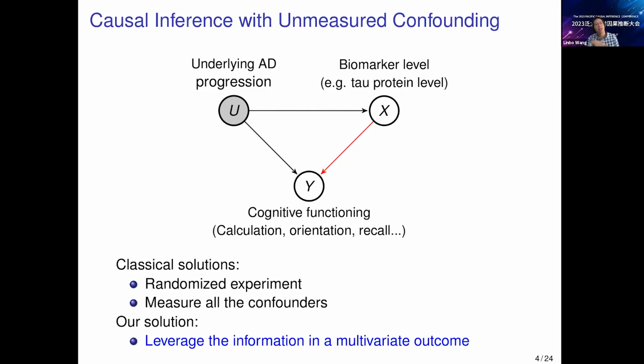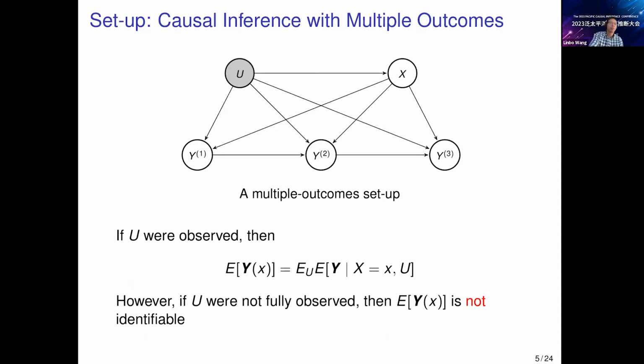Here in this test, we not only have an overall score, but we have subscores from different parts of the test. I'm trying to use the information contained in these multiple parts of the test to help us mitigate bias due to unmeasured confounding.